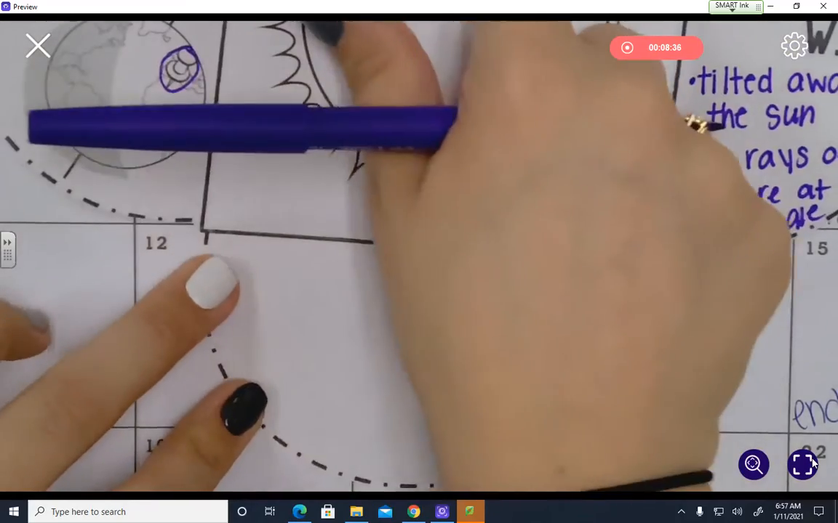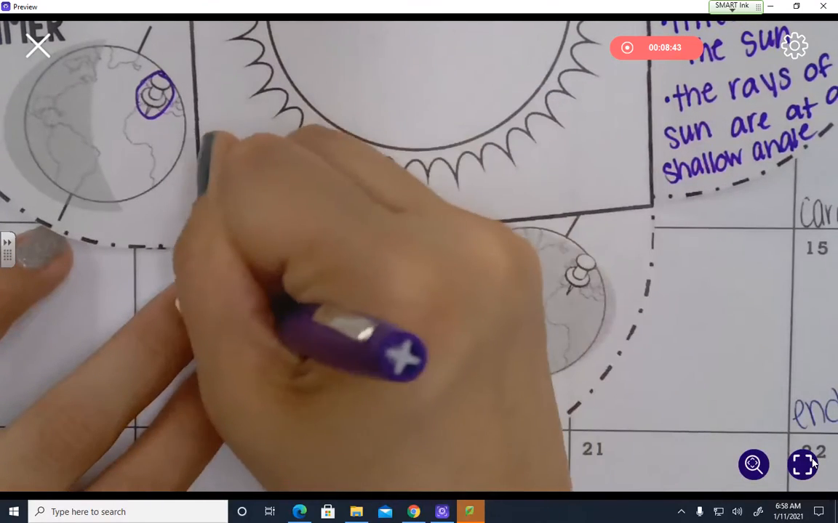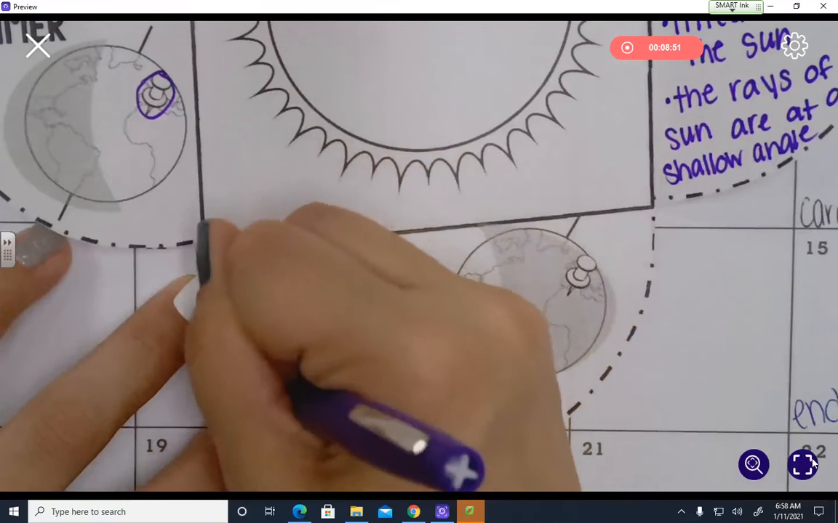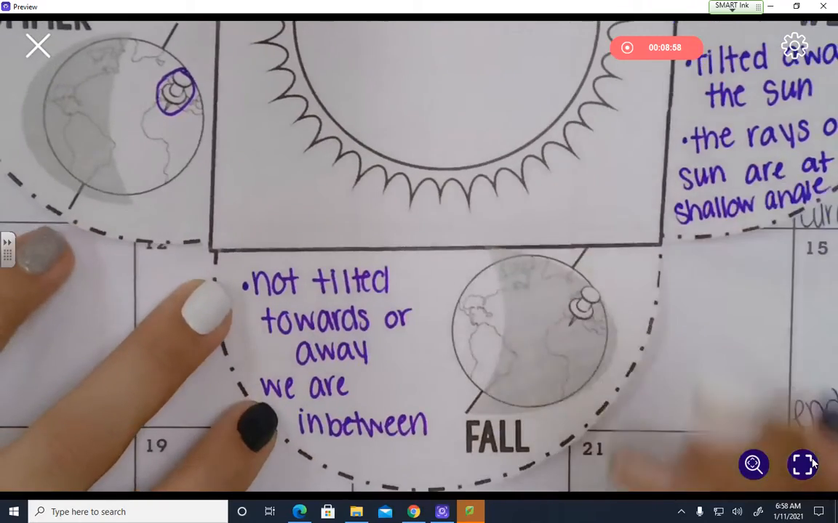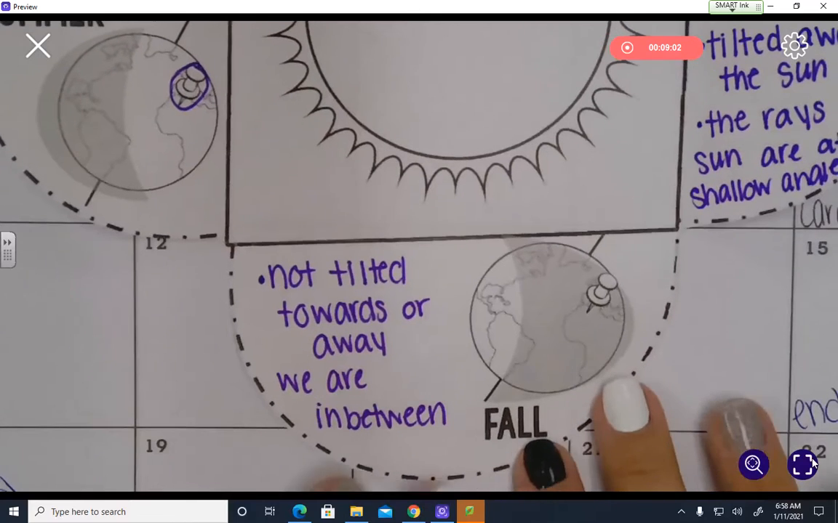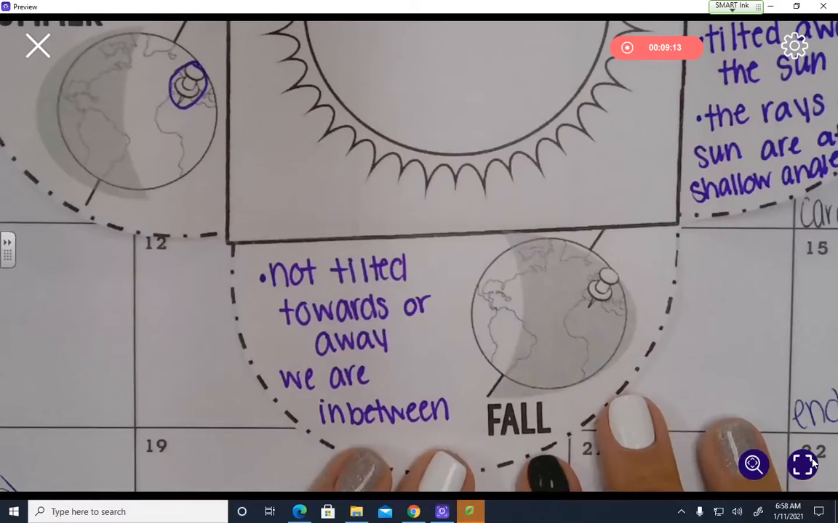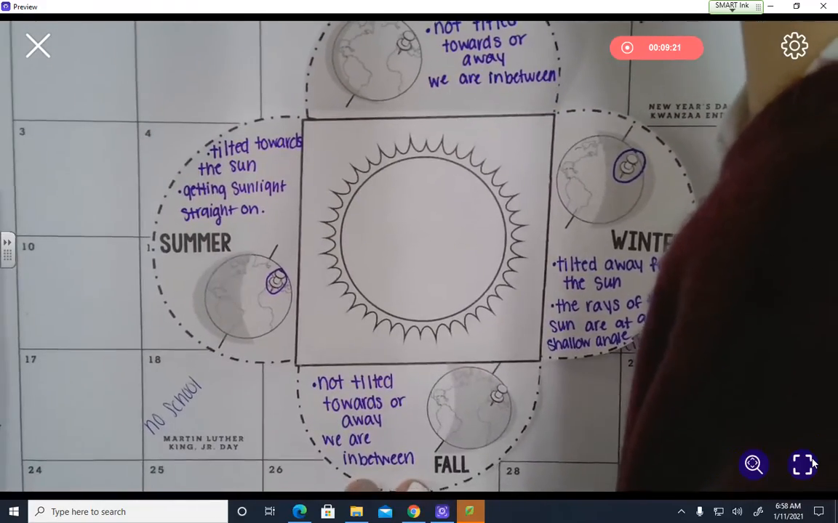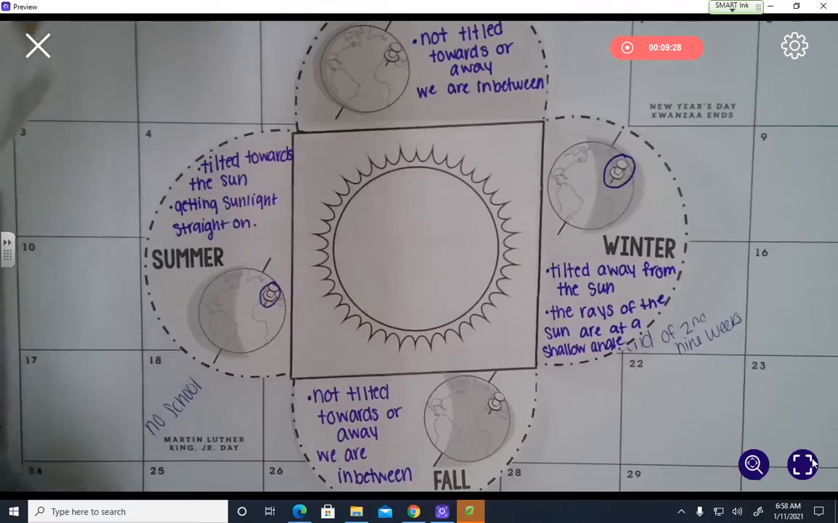So we're going to write the same thing we did for the spring. Not tilted towards or away. We are in between. I'm going to zoom this out so you can see all four. There you go. Can't zoom out anymore, sorry guys.